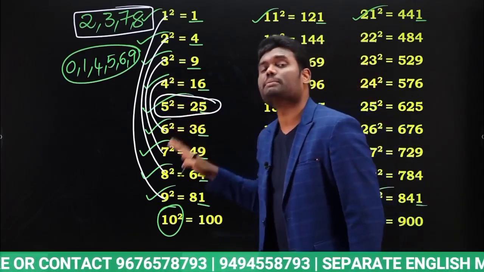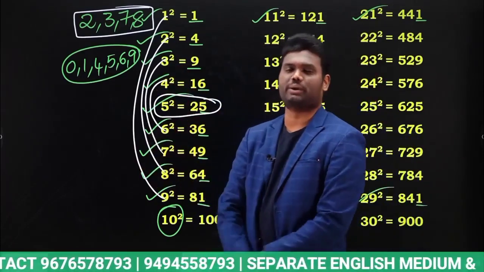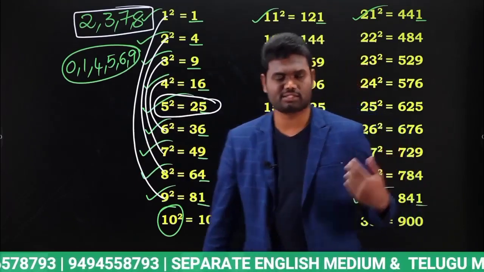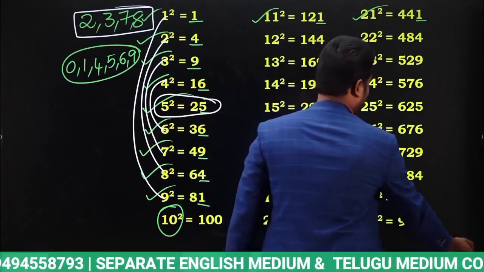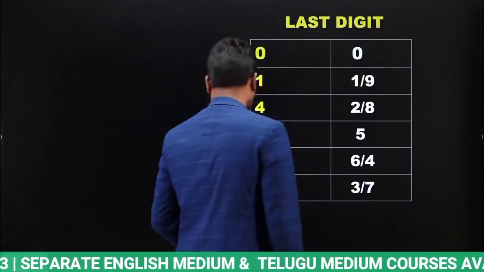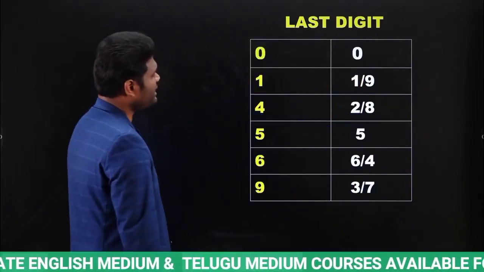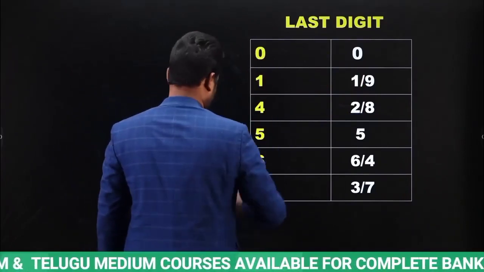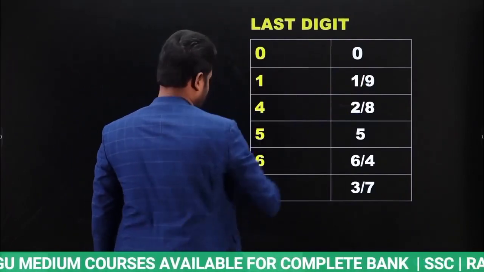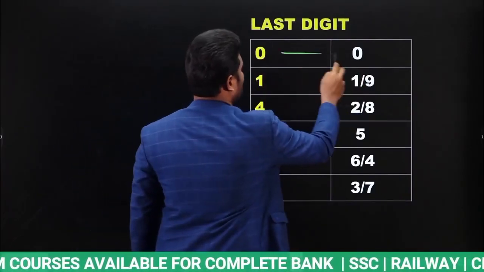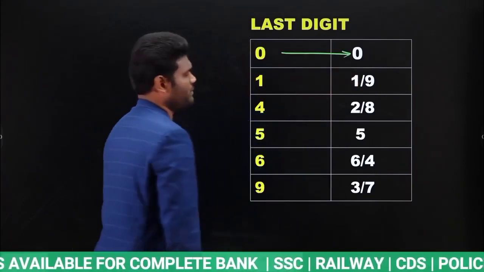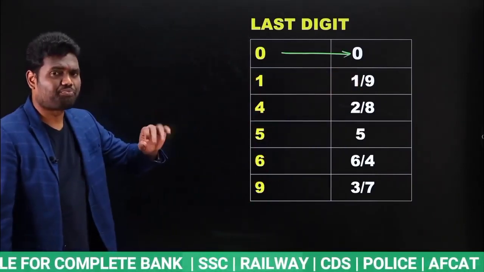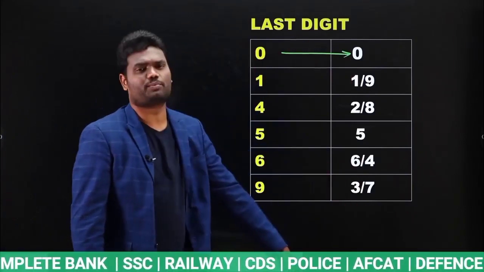Okay. How to remember this? Remembering this is also very simple. We are going to show you that also, because you have to remember it. If you remember that, only then it is going to be easy for us. Look here. Last digit 0, you are going to get at 0 only.